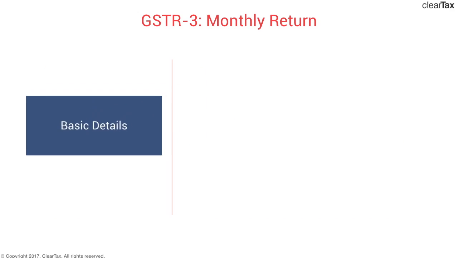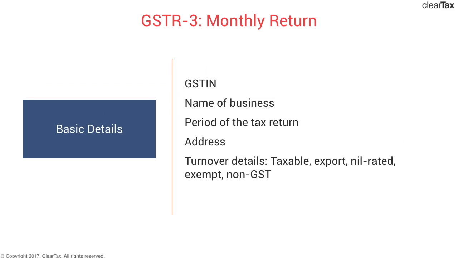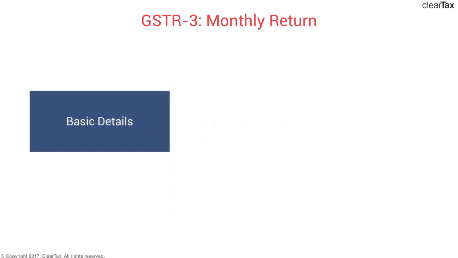Basic details, generally it remains the same: GSTIN, name of business, period. There are 2 additional items: the address of the business and the turnover details, which have to be split up into taxable turnover, export, nil rated, exempt, and non-GST. All the outward supplies, aggregate turnover details in these 5 categories have to be given in the basic details.